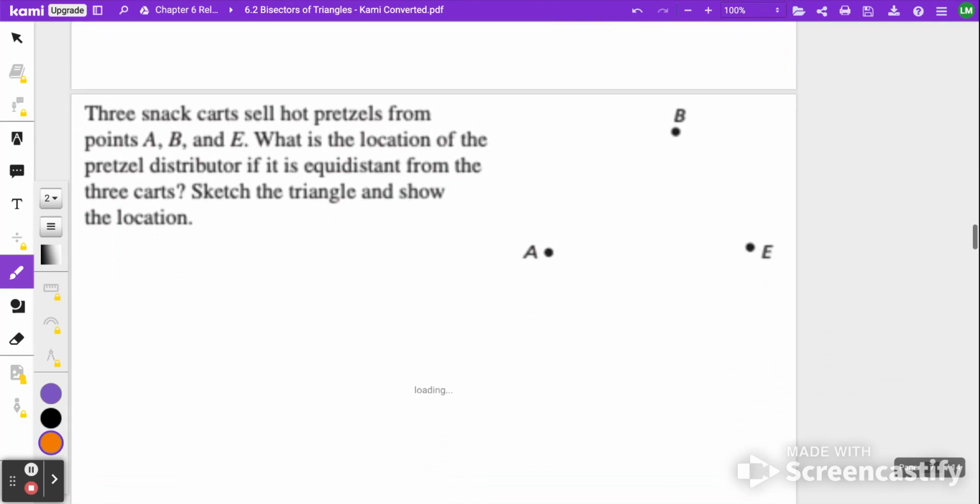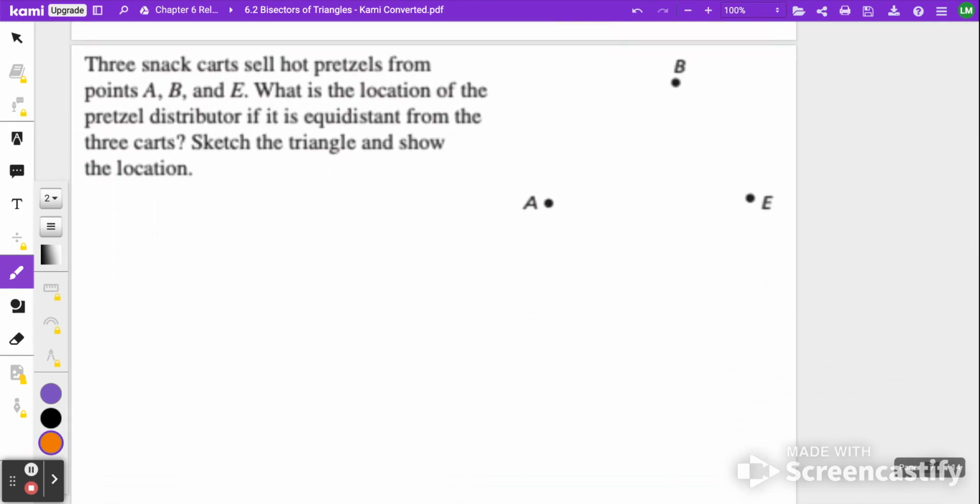So what we're going to do here, it says 3 snack carts sell hot pretzels from points A, B, and E. What is the location of the pretzel distributor if it is equidistant from the 3 carts? Sketch the triangle and show the location. Really, we just want to make sure we sketch this triangle in a way that the segments show the equal distances. It does not have to be perfect, but try to at least show those at first. The first thing we're going to do is go ahead and connect all 3 of these points and make it a triangle.